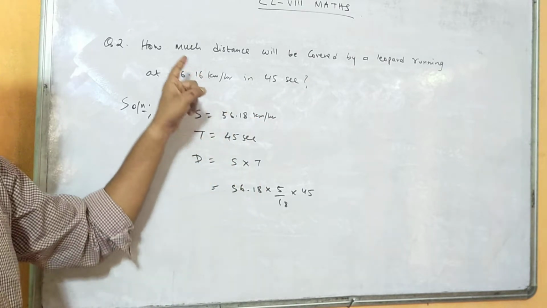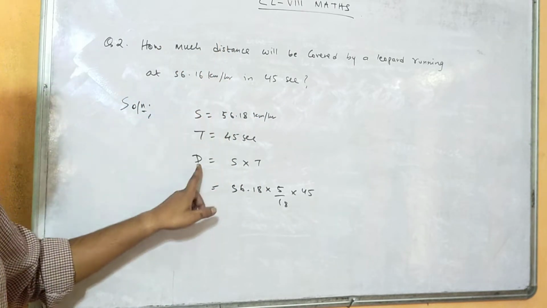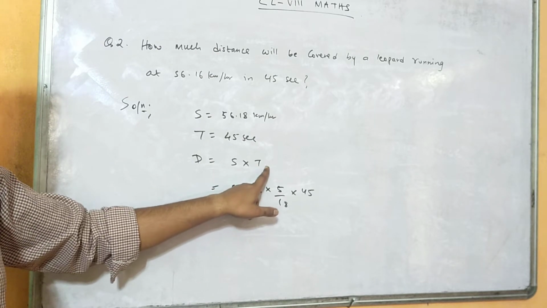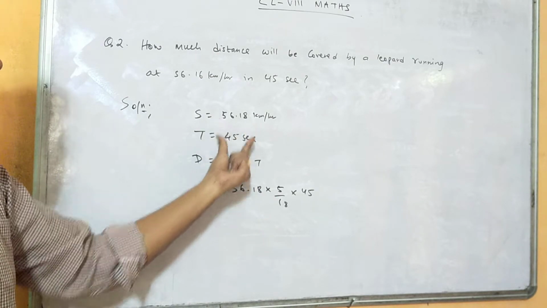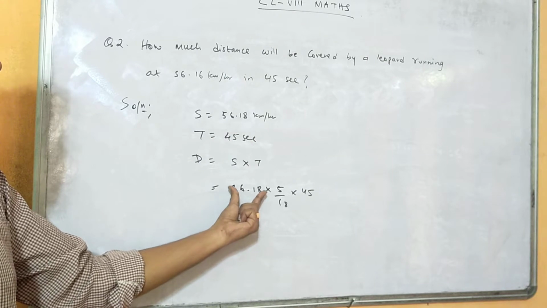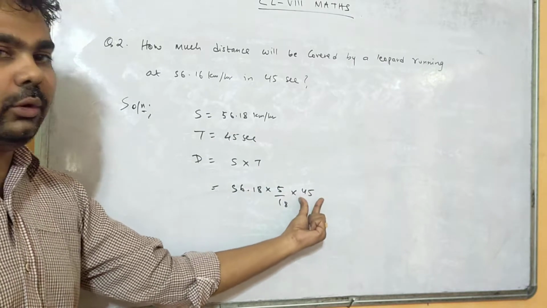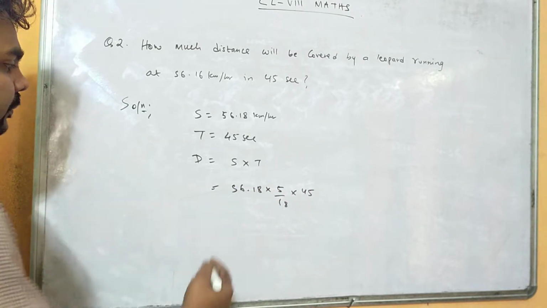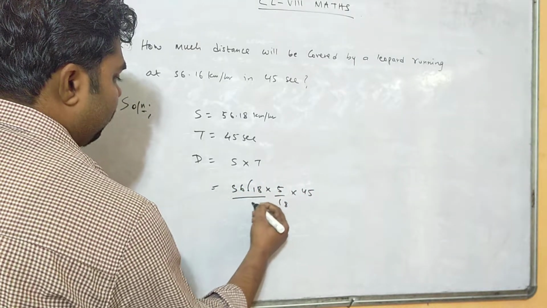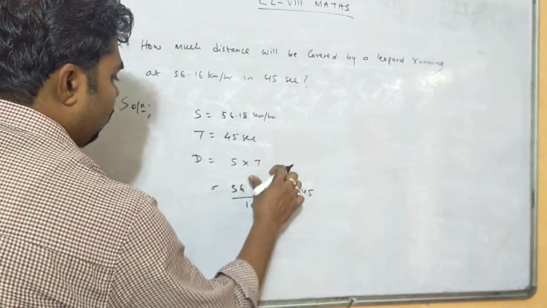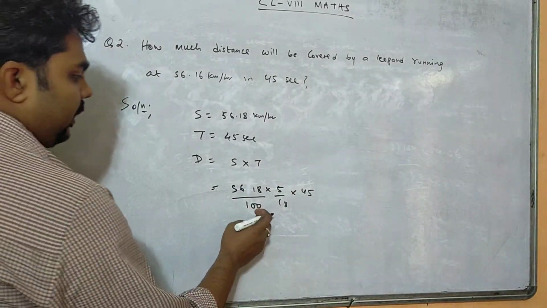What we have to find is how much distance, that means distance equals speed into time. In place of speed I have substituted the speed. Speed is in kilometer per hour, so multiply by 5 by 18, and time is given, 45. So this one we have to solve. We will remove this point and put 100 down, so we will get 5618 by 100.